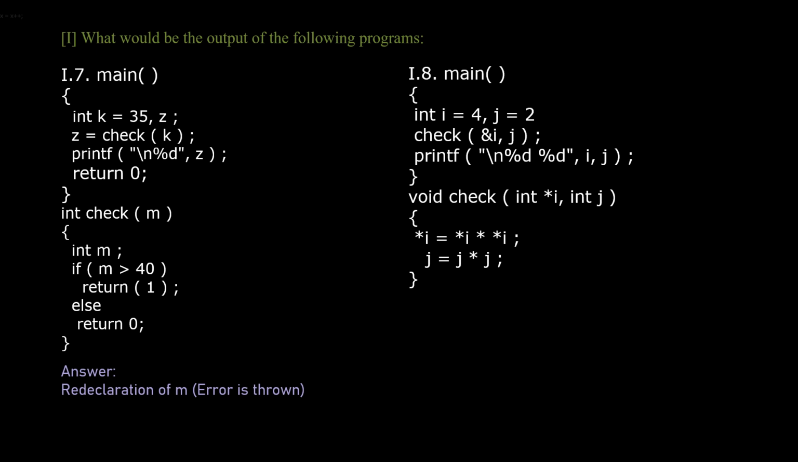So i value will actually be 16 and j will be 2, because we just passed the value and the value passed here is multiplied, but it is not returned to main. Whereas for i, since we passed the address, the value gets reflected in main as well. Let's go to ninth.